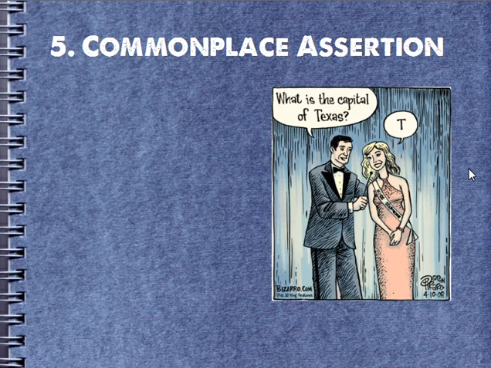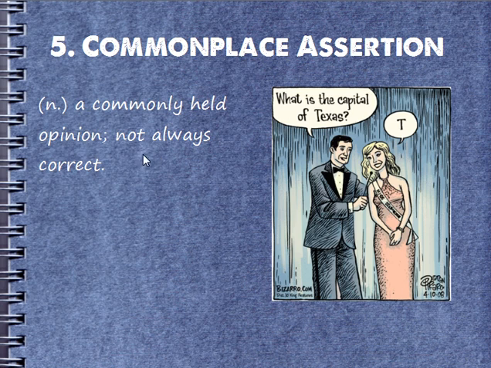Now, is everyone who's pretty dumb? Of course not. This is just a commonplace assertion. It's just a commonly held belief. So let's get our definition and add something important to it. Commonplace assertion is a noun, and it's a commonly held opinion, and it's not always correct. This is important. A fact you can go back and prove, but a commonly held opinion might be correct and it might be wrong. So it's important to recognize when someone in an argument, when someone's trying to persuade you, if they're using an opinion or if they're using a fact.